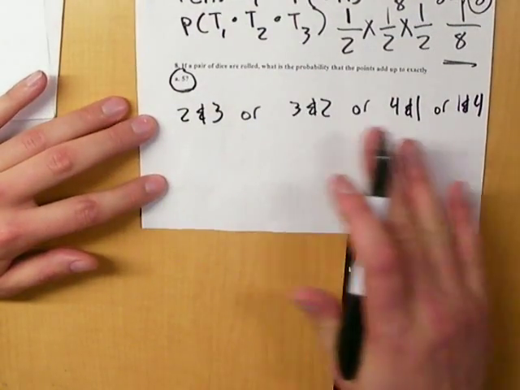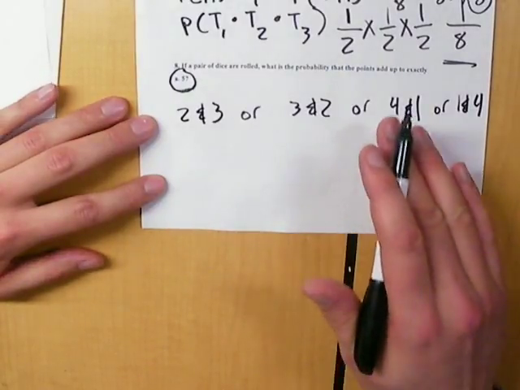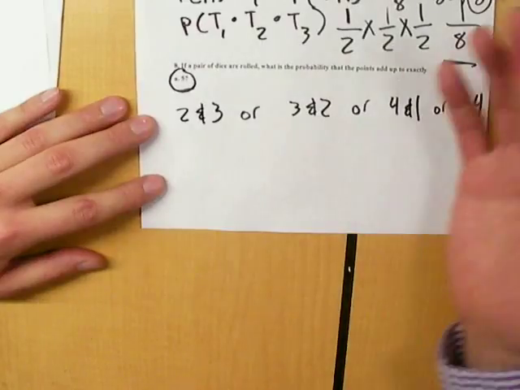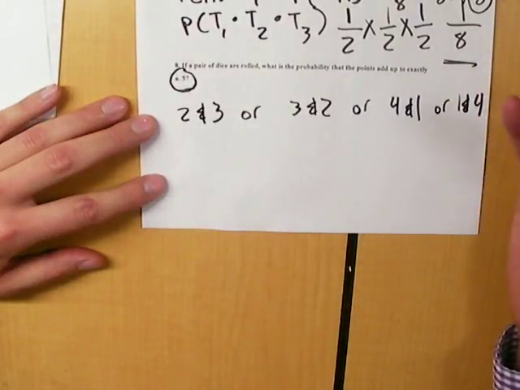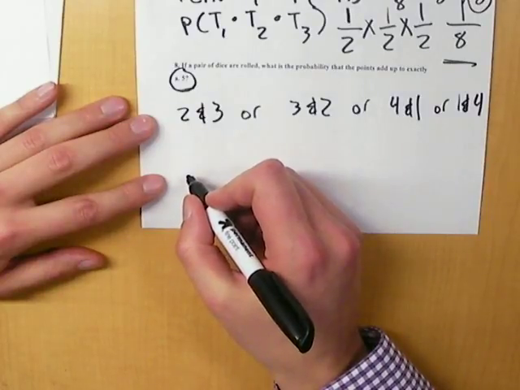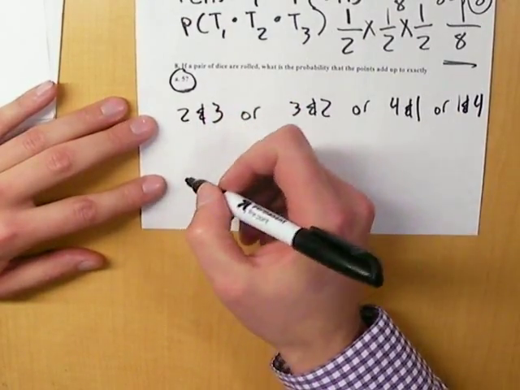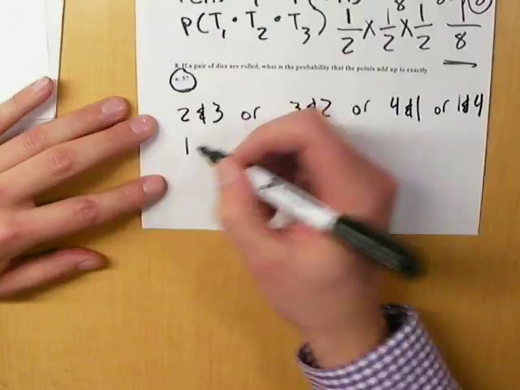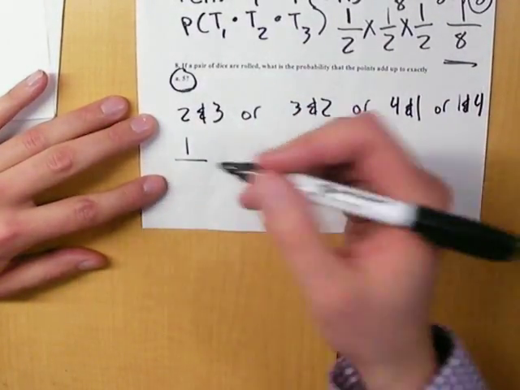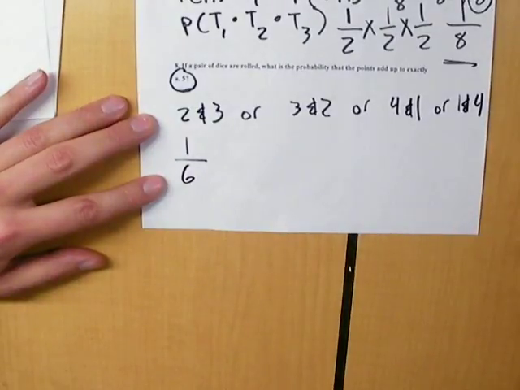So let's break this up into little sections here. What's the probability of getting a 2? And again, we're going to assume that it's a standard six-sided die here. For this, we can use the classical theory. If we want a 2, there's one favorable outcome. We actually roll a 2. And it's a six-sided die, so there are 6 possible outcomes. The probability of getting a 2 would be 1 out of 6.